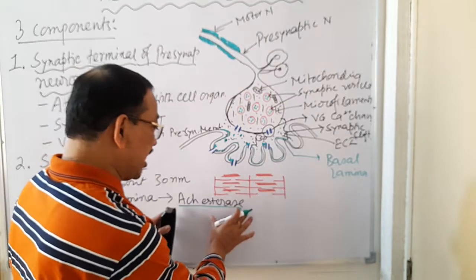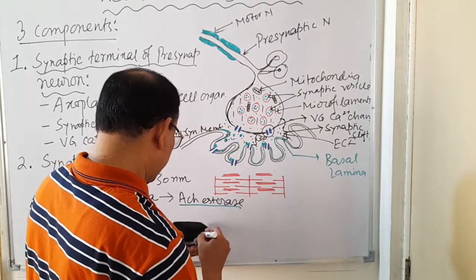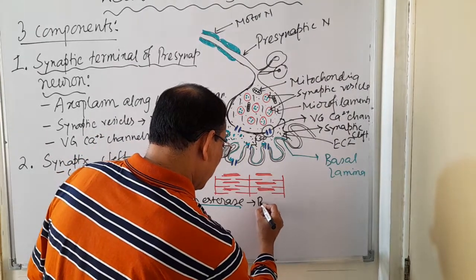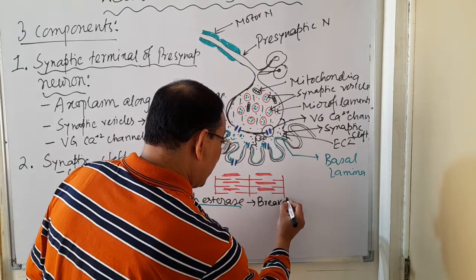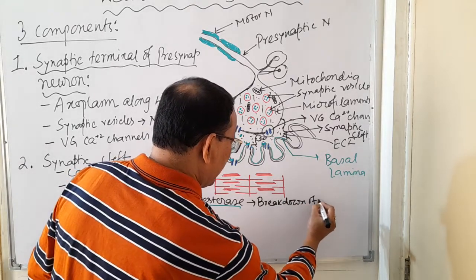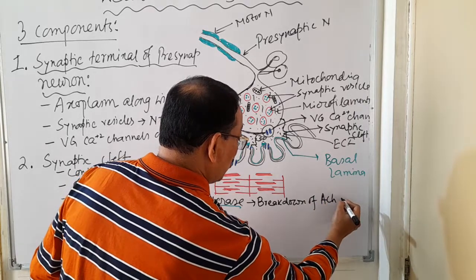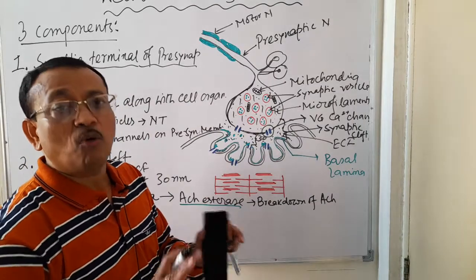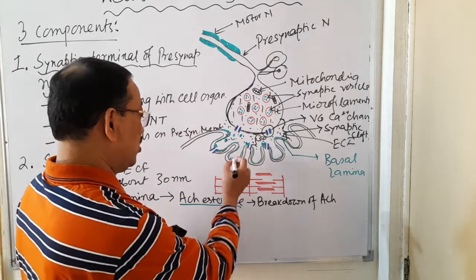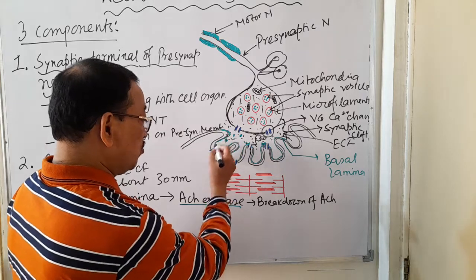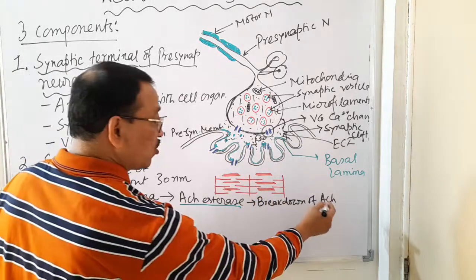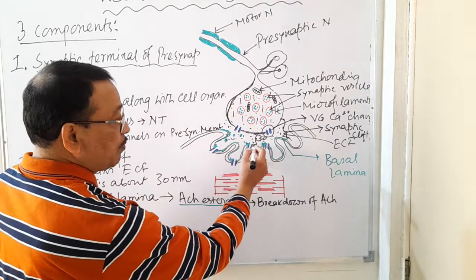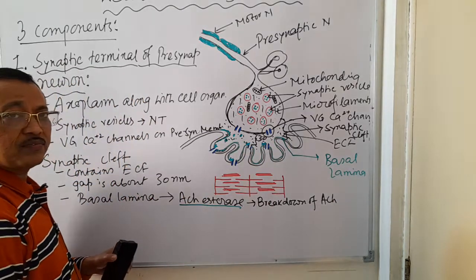So this enzyme is responsible for the breakdown of the neurotransmitter acetylcholine once its action is over. Once its action is no more required, the acetylcholinesterase enzyme is responsible for breaking down the acetylcholine, and that enzyme is present in the basal lamina, which is part of the synaptic cleft.